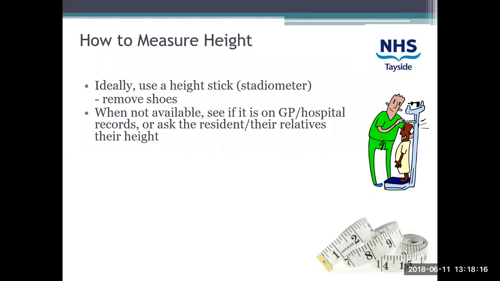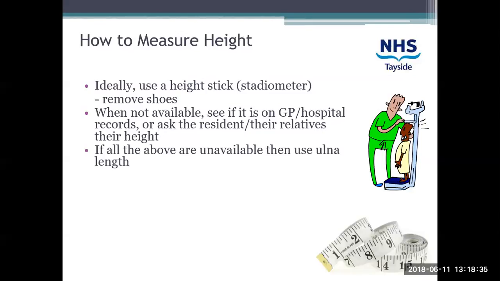Or if you've not got access to those sort of records, ask the resident and their relatives for their height. Just bear in mind, if you're asking the resident, that they may have cognition issues or dementia, or ask a relative.